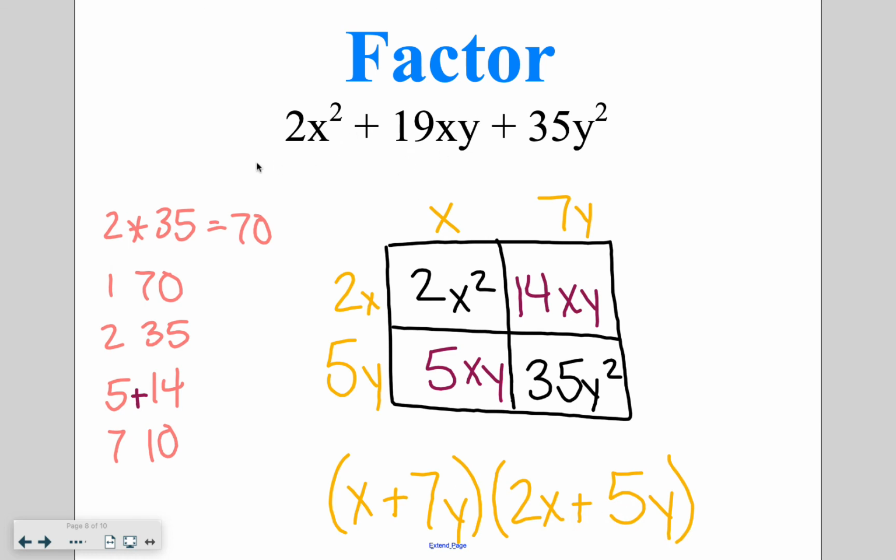Nothing can be divided, so we do 2 times 35, giving us that multiplication to 70. We plug in our two factors of 4 and 14, and we solve to get x plus 7y times 2x plus 5y.